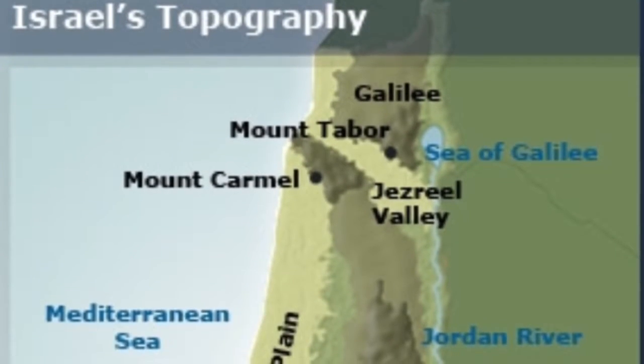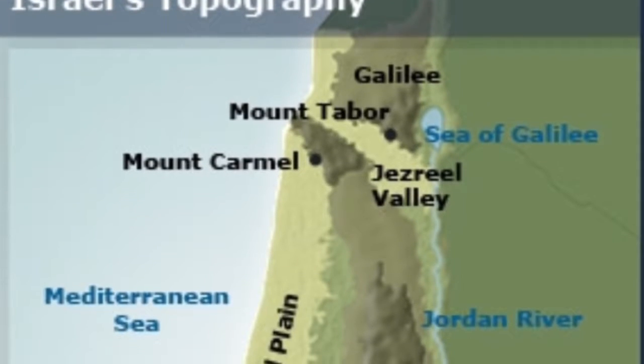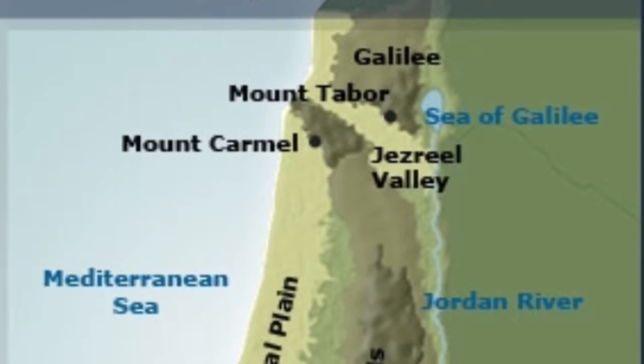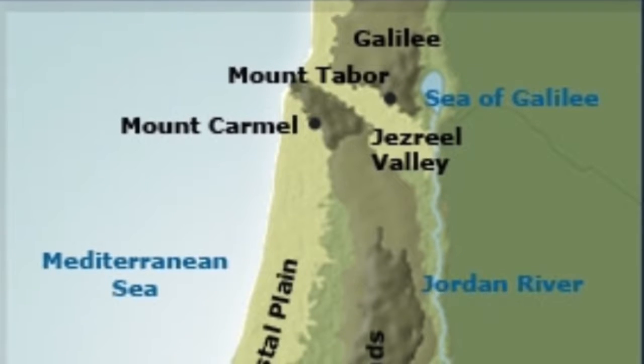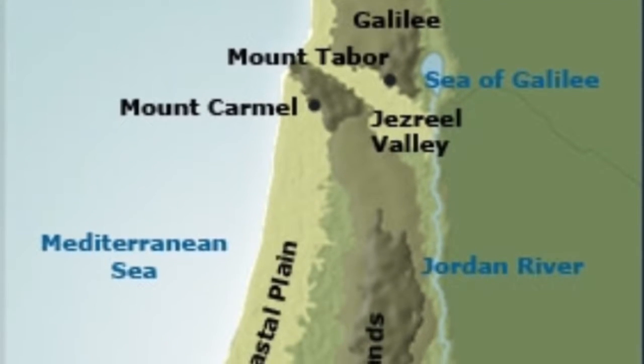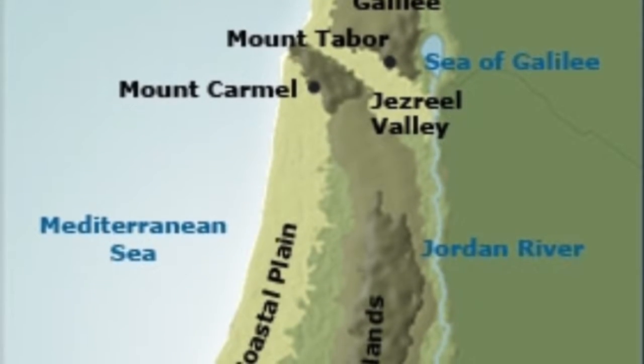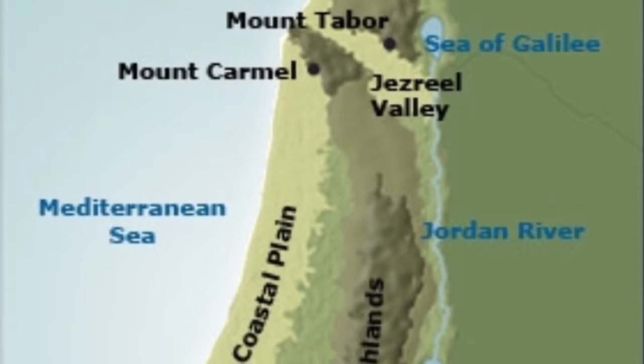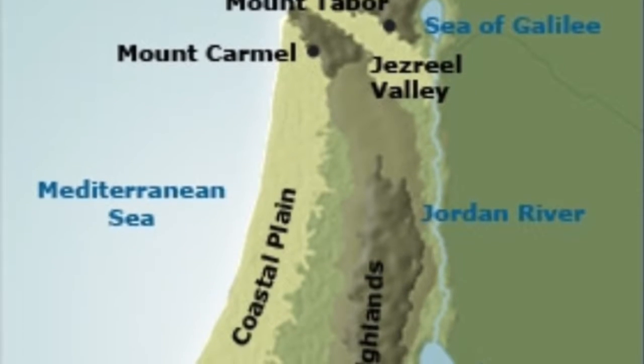The coastal plain in the western part of Israel starts in the desert of the south and ends at Mount Carmel in the north. The climate of the coastal plain was mild, and because of that, the soil was also fertile, and so agriculture really flourished in this area.